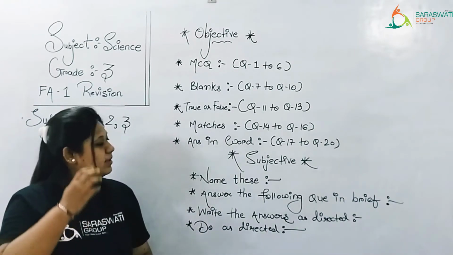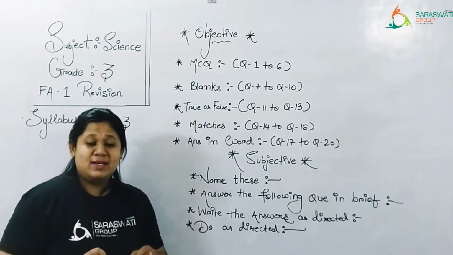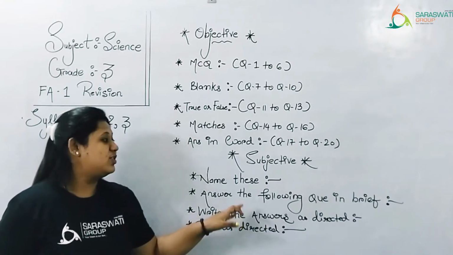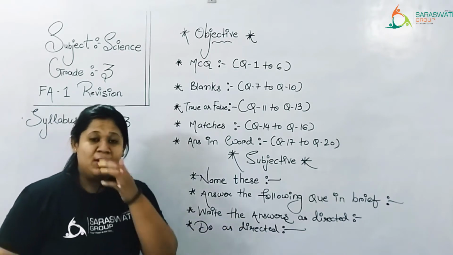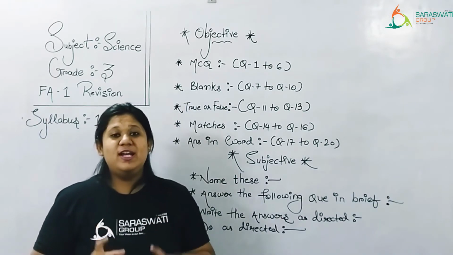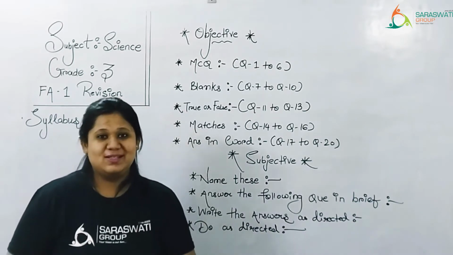Then question number 2: answer the following questions in brief. There are 3 questions, each of 2 marks. It means this question is of 6 marks, right? Here you need to answer the question in brief, okay? That is already written by us in our CW, right? So keep it in your mind.